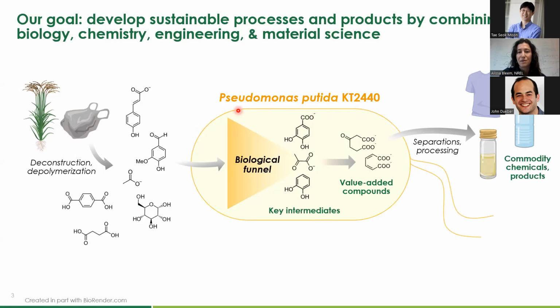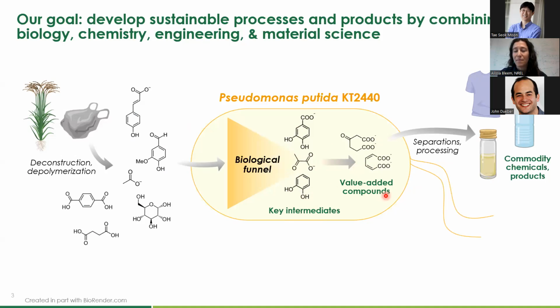Oftentimes this bacterium, Pseudomonas putida KT2440, to be able to biologically funnel these mixed substrates that we get from waste feedstocks. So this term biological funneling basically means engineering an organism to utilize all of the aspects in a stream, which may be quite chemically diverse, and then enzymatically funnel those to a set of one or more key intermediates that can then be upgraded to value-added compounds. So these intermediates tend to be things like protocatechuic acid or pyruvate or catechol.